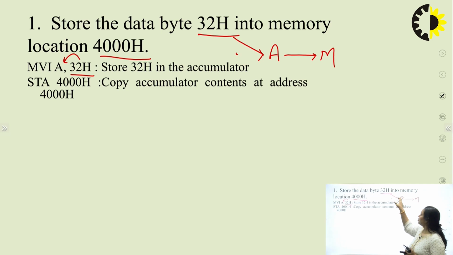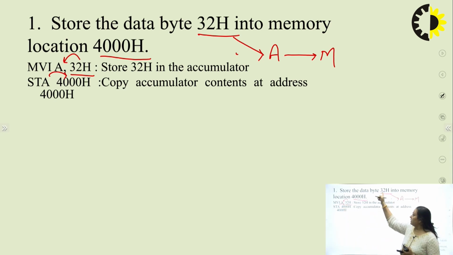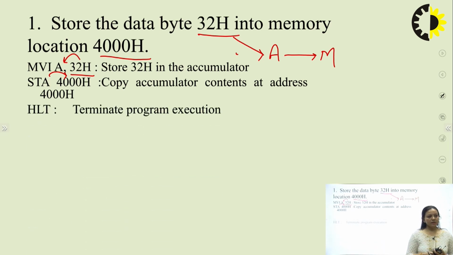My next step should be to move it to the memory address. And where is the address? The address is 4000. So we have an instruction STA, that is, store the contents of the accumulator. I can directly write the instruction to store the contents of the accumulator, which is 32, into this address 4000H. So 32 is loaded into the accumulator first, then moved to the memory address. In this way we are able to process this operation. And the last instruction should be HLT, to terminate the execution.